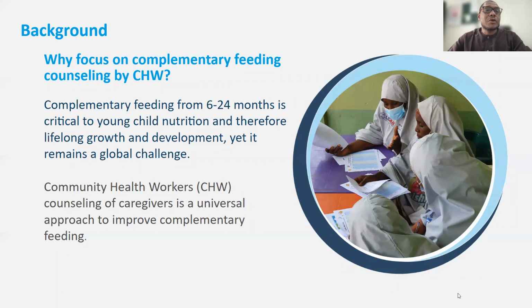The incidence of malnutrition in the first 2 years of life is directly linked to inadequate breastfeeding and complementary feeding, and other factors that bring about malnutrition in these children. Community health workers and facility-based healthcare workers are very critical for providing counseling to caregivers around complementary feeding. And this is why they're the focus of many tools that have been developed to improve the practices of complementary feeding in many countries. Next slide.